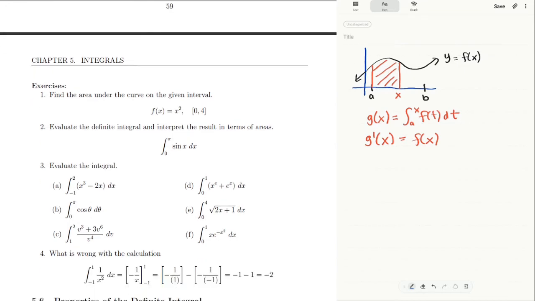So let's look at our example that we did earlier. If you recall, we determined that the area under the function x squared on the interval from 0 to 4 was 64 over 3 square units. So let's apply the fundamental theorem of calculus to determine the same area without needing to do a limit calculation. So we're interested in the area on the interval from 0 to 4 under the function x squared.